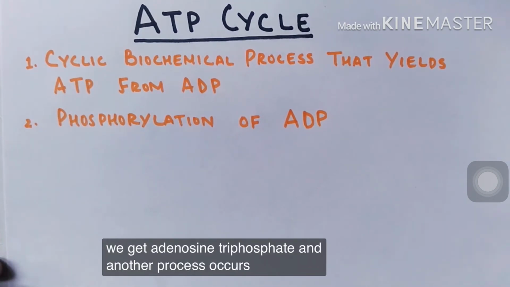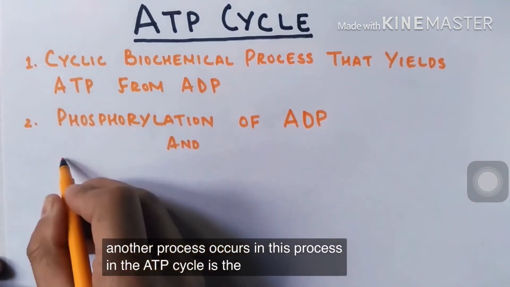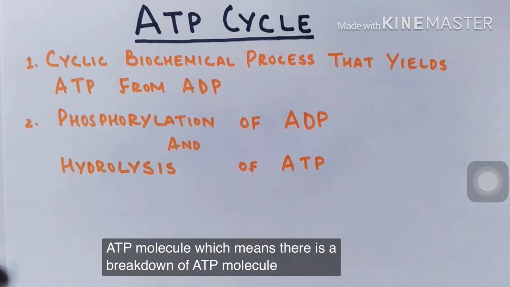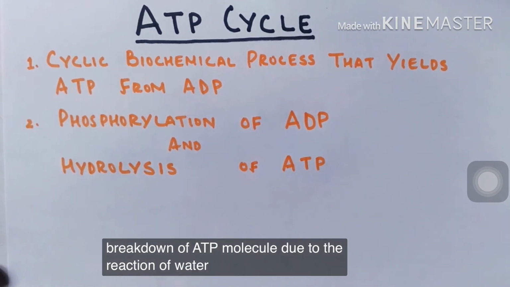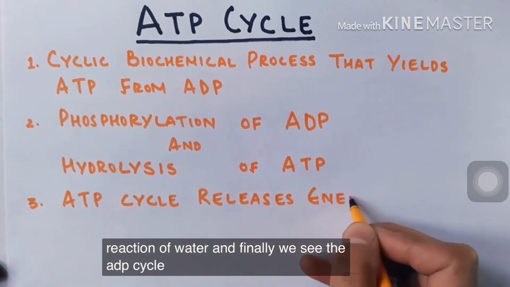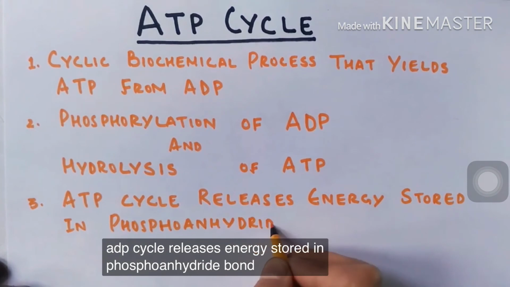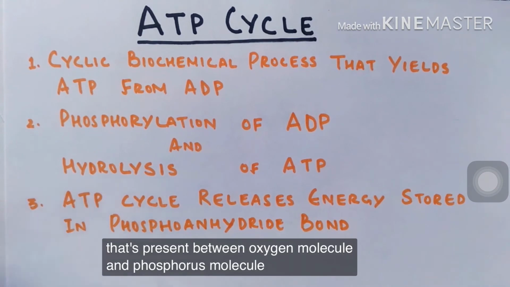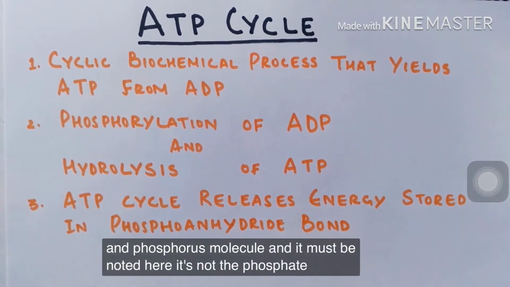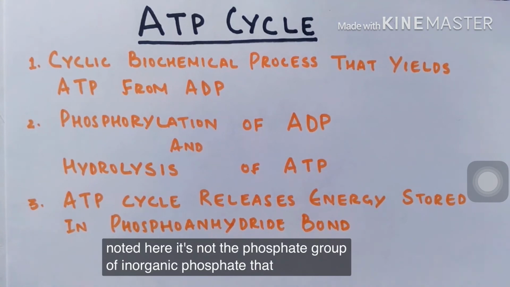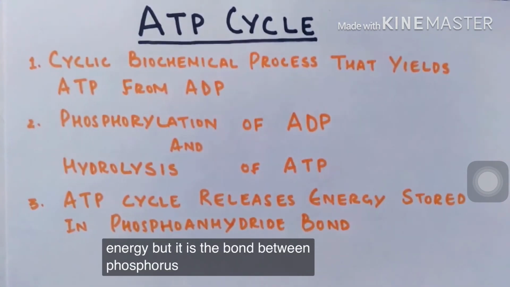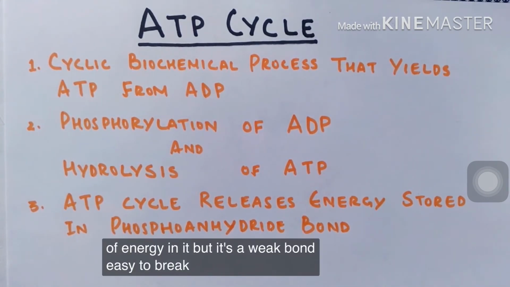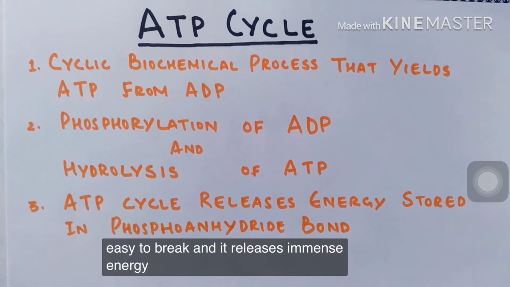Another process that occurs in the ATP cycle is the hydrolysis of the ATP molecule, which means there is a breakdown of the ATP molecule due to the reaction with water. And finally we see the ATP cycle releases energy stored in the phosphoanhydride bond. It's the bond that's present between oxygen and phosphorus, and it must be noted here, it's not the phosphate group or inorganic phosphate that releases energy, but the bond between phosphorus and oxygen that has a lot of energy in it. It's a weak bond, easy to break, and it releases immense energy.